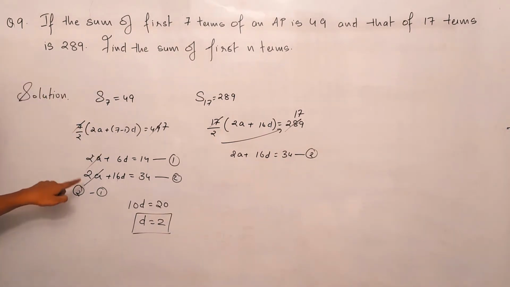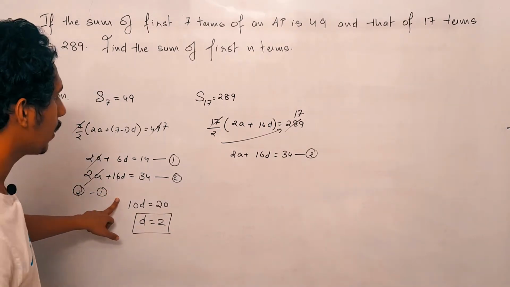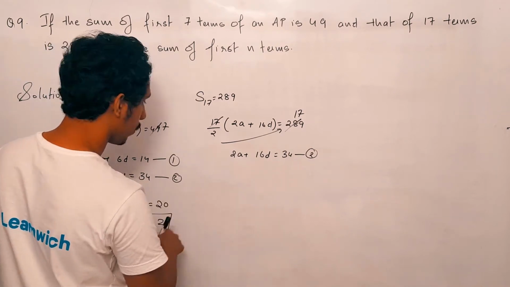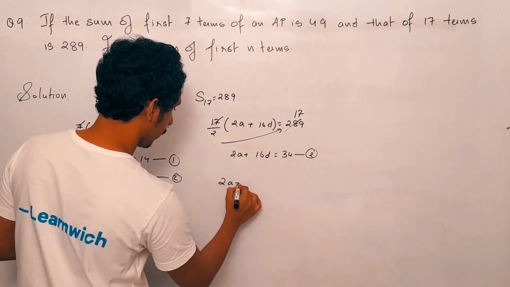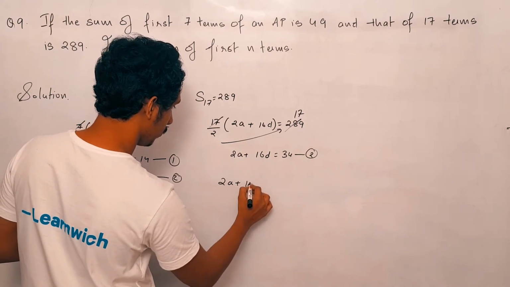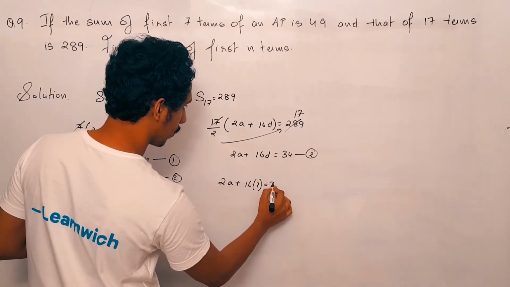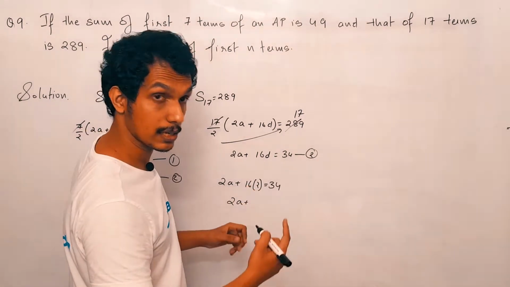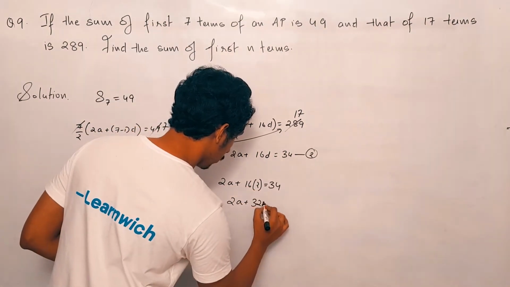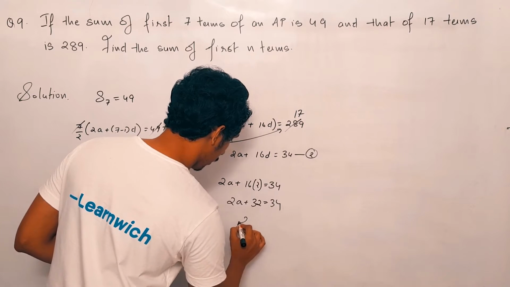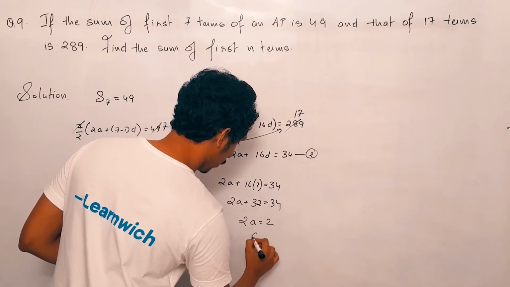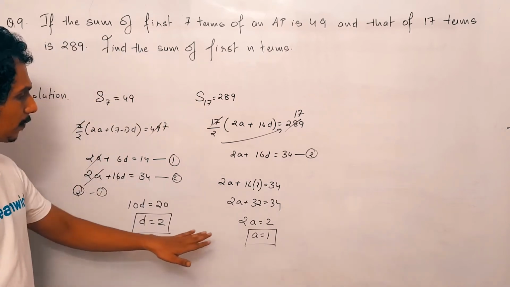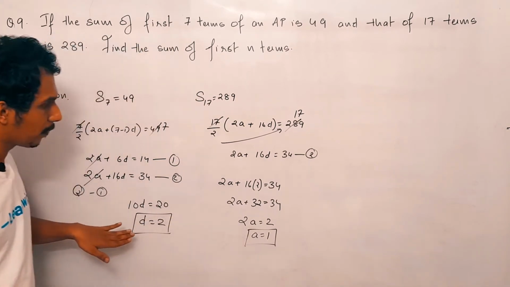Yeah, so with these two equations I found out d. Now let's find out a also. Let's substitute this value d is equal to 2 here. So you get 2a plus 16 into 2 equal to 34. So 2a plus 16 into 2 is 32. You get 2a plus 32 is equal to 34, or you get 2a is 2, or a equal to 1. Okay, so now you have the value for a, now you have the value for d.